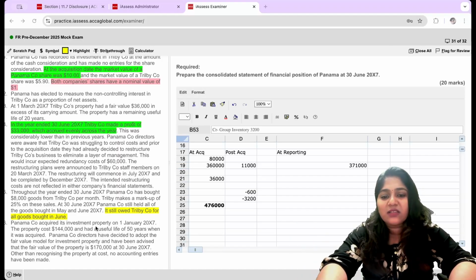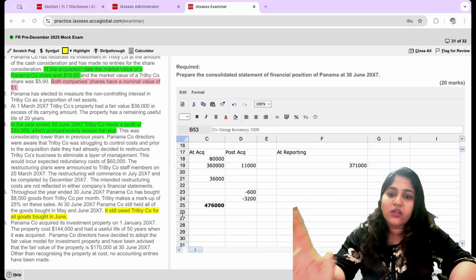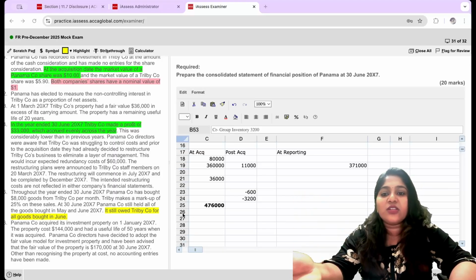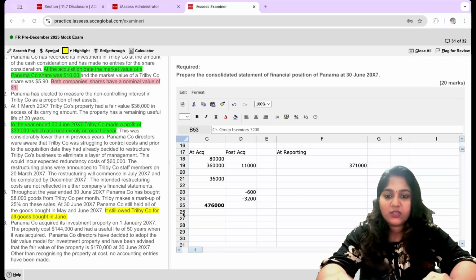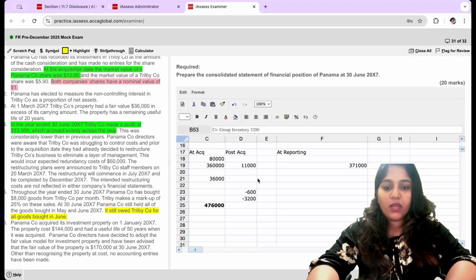Guys, any increase in it, we just have to add it in where? We have to add it in retained earnings and increase your investment property to 170,000 by recognizing 26,000 of profit that goes to your retained earnings. So apart from this, I don't think I have anything else. I can start calculating other things.